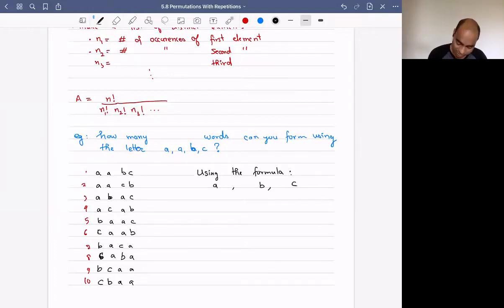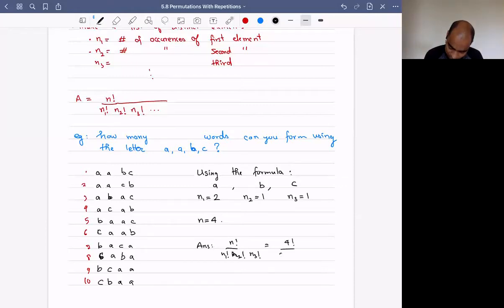Then how many times does A occur? A occurs twice. So n1 is 2. B occurs once, so n2 is 1. C occurs once, so n3 is 1. And the total number is 4 because there are totally 4 of them. So n is 4. And so the answer is n factorial over n1 factorial, n2 factorial, and n3 factorial, which is 4 factorial over 2 factorial, 1 factorial, 1 factorial.